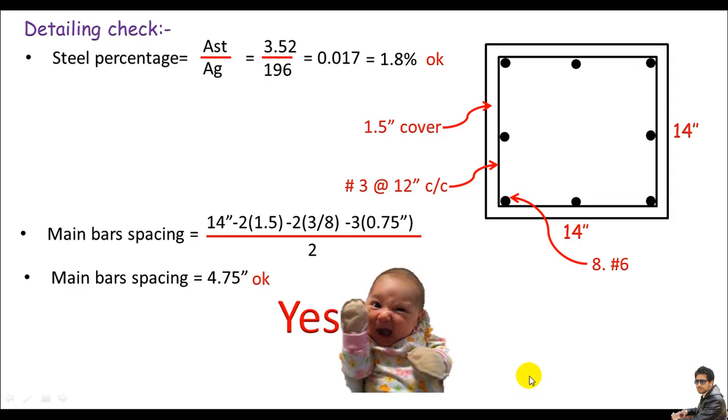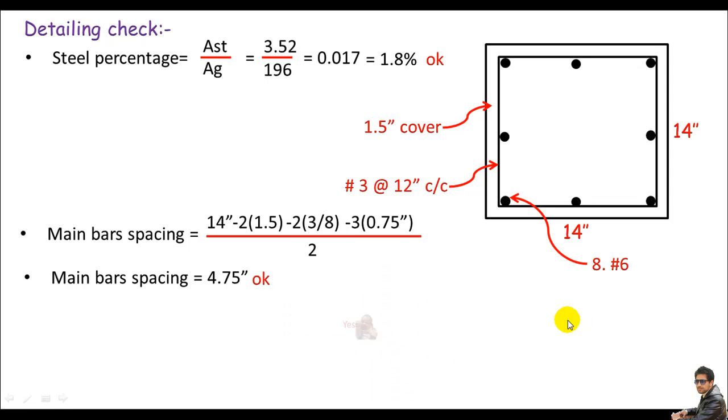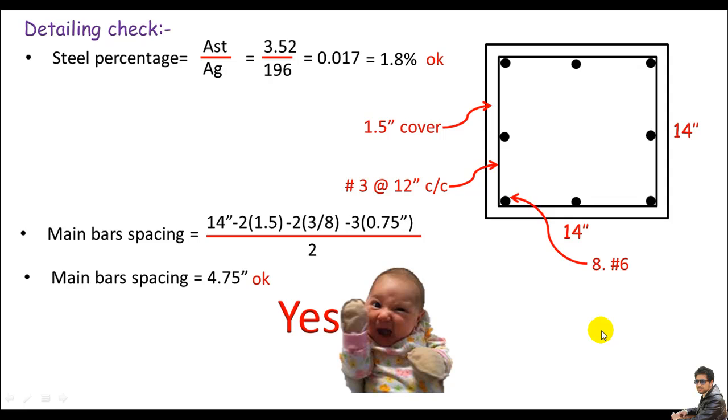Yes, we have done it. Of course, and this is a good design, I think. What if it's just larger than 6 inches? Of course, then you can change the diameter or the number of bars. Also, you can change the cover from 1.5 to 2 inches maybe. All right. So, good, I think. It's good.